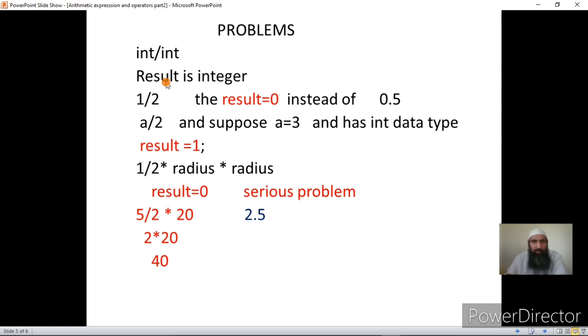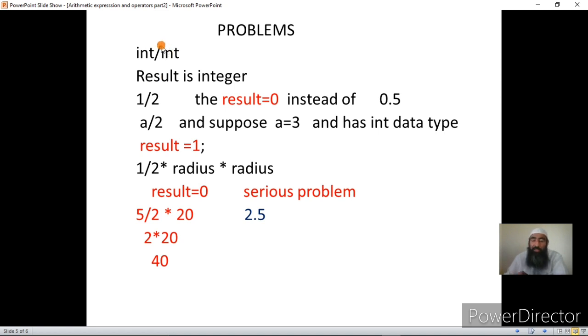Okay, now the result will be an integer. What does that mean? Let us first understand it. Now suppose I have 1 divided by 2. 1 is an integer because it does not have a decimal point. 2 is an integer, it does not have a decimal point. The result should be 0.5, but I told you the result will be an integer, because whenever you are doing an operation between two data types, the lower type is converted into a higher type, but in this case there is no conversion. That happens only when the two operands have different data types.